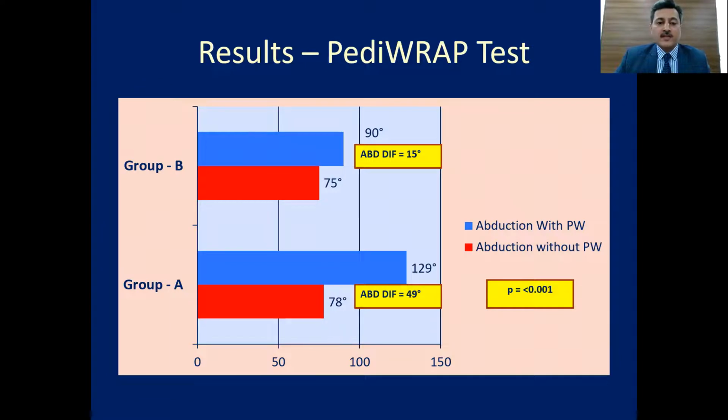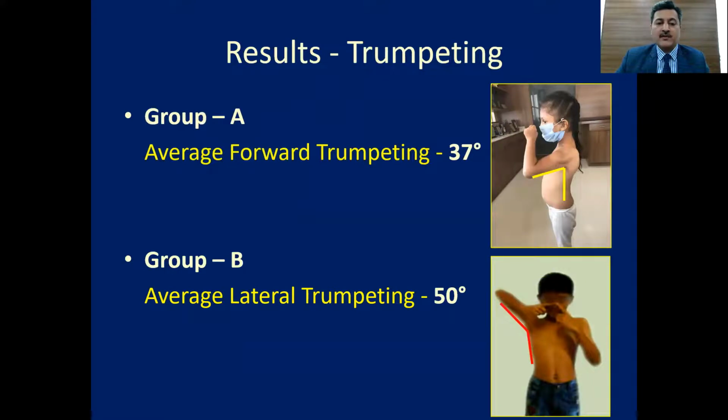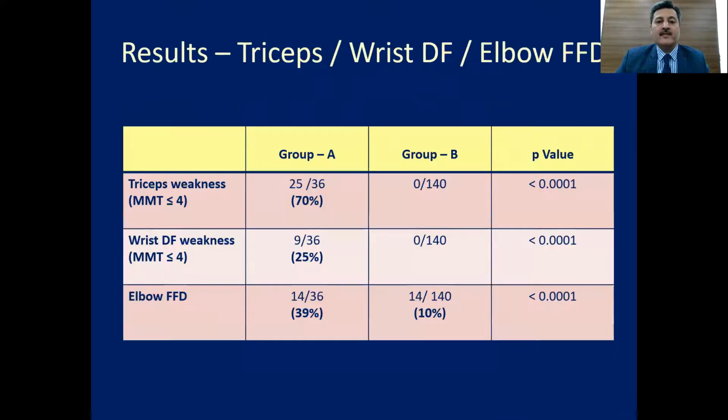The results of pedi-rep were striking. We found that 95% of patients in group A had a positive pedi-rep test, and the abduction difference was 49 degrees compared to only 15 degrees in group B, suggesting no patients had a positive pedi-rep test in Erb's palsy. This difference was statistically significant. Average forward trumpeting in group A patients was 37 degrees, while average lateral trumpeting was 50 degrees in group B.